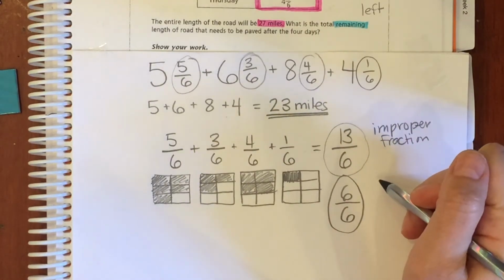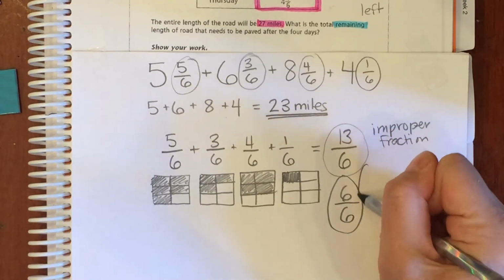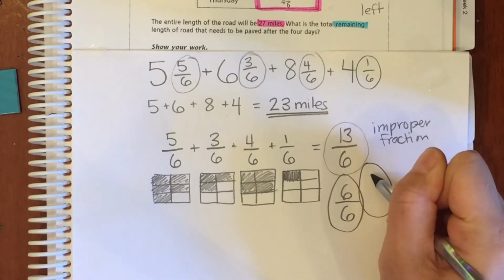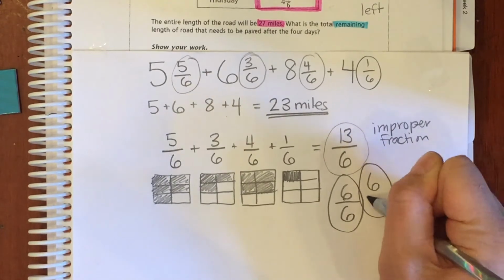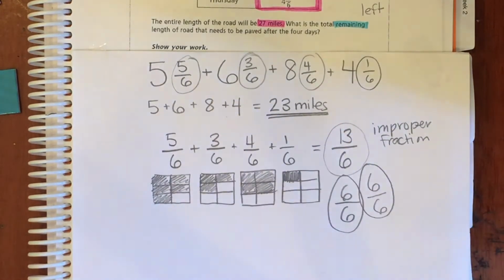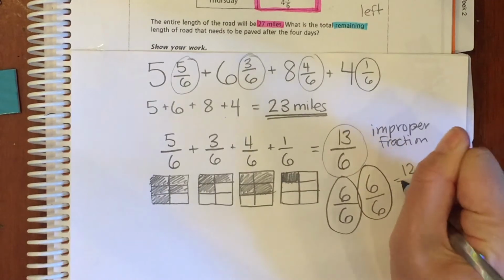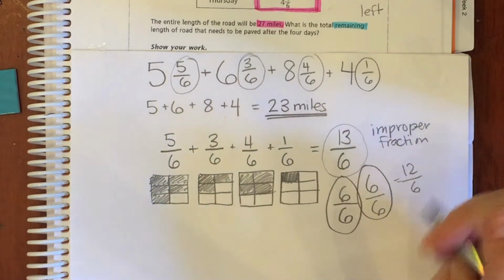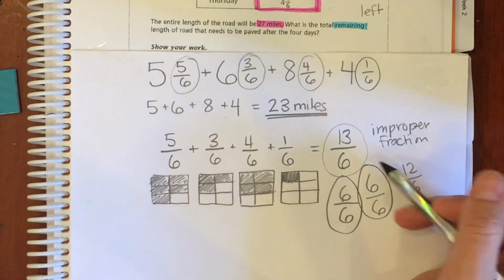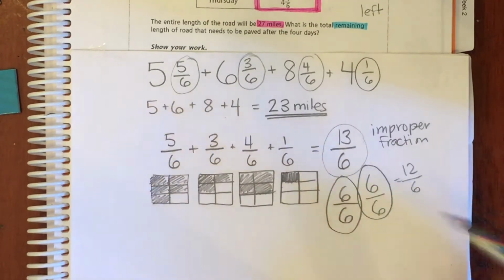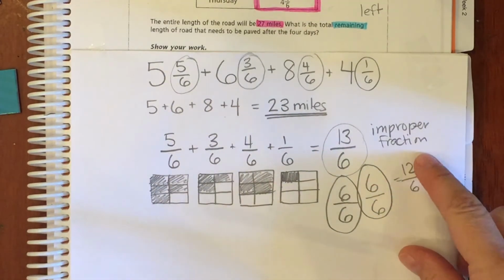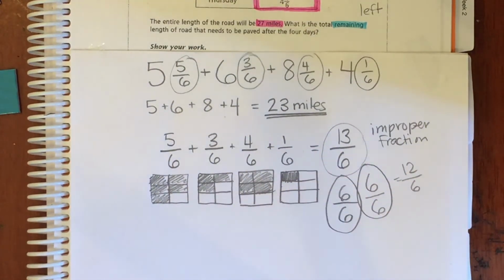Do we have 6 more sixths? Could we make another whole? What if we had another 6 sixths? How many pieces would that be? 12 sixths, yeah. Interesting. So we can make 2 whole rectangles using 12 sixths.